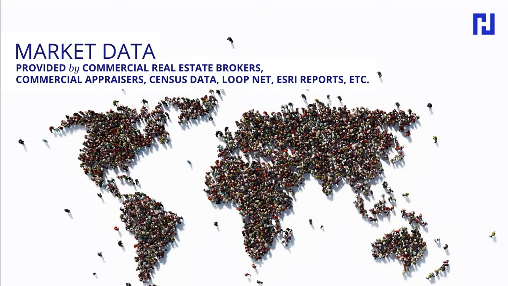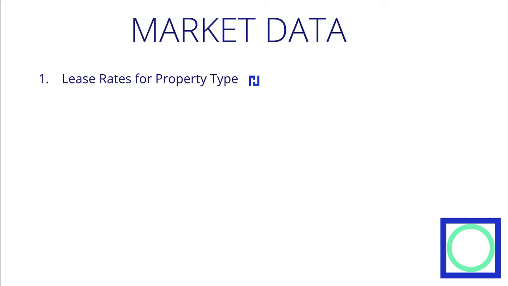Market data. Market data is provided by commercial real estate brokers, commercial appraisers, census data, third-party vendors such as LoopNet or Esri and their associated reports. There are a number of different sources of market data that we may look for. For example, lease rates for various property types. Different properties may command different rental amounts. For example, a single-family home may rent for a higher amount than an apartment unit, even though it may have a similar number of bedrooms and bathrooms.